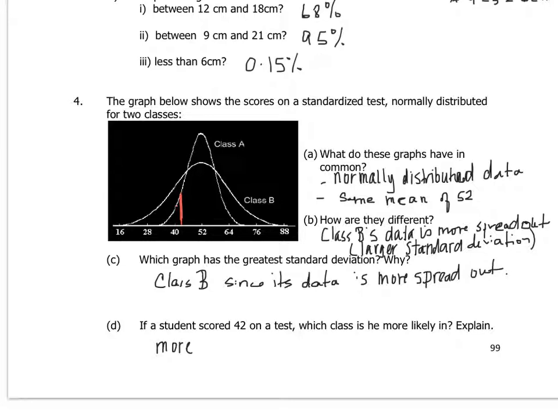So more likely to be in class B, because 42 on the B graph, there's more students who scored, like the 13.5%, or I'm sorry, 2.35% would probably be down here somewhere. So the 42 is in the more majority of the data than class A's would be, falls within a range that's a majority.